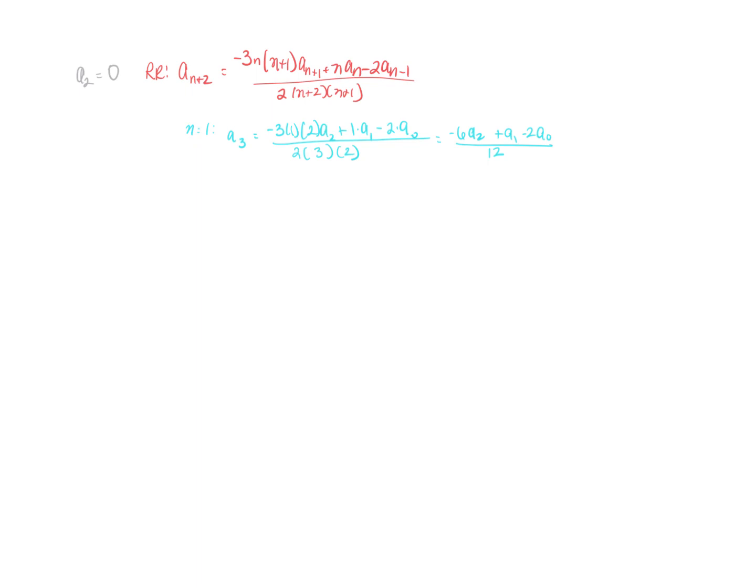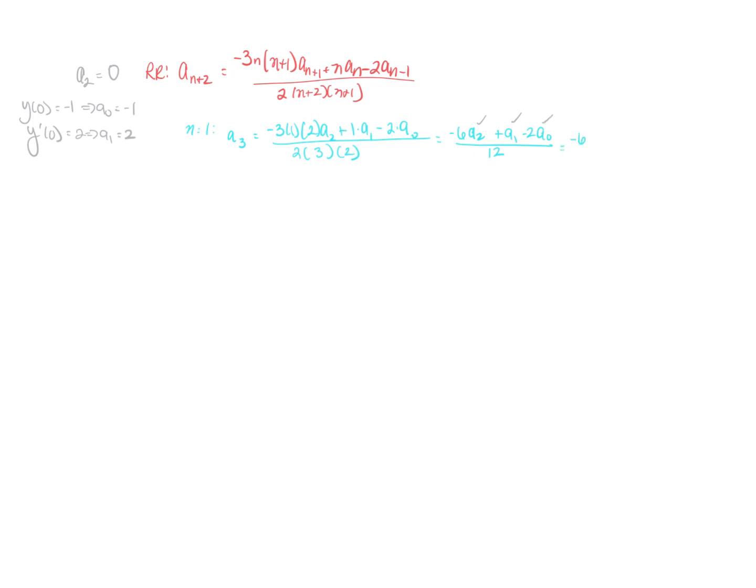And here's the other best part, now we can also bring in y of 0 equals negative 1. That tells us that a naught is negative 1. And y prime of 0 is equal to 2, and that gives us a1. So we now know a2, a1, and a naught. So let's plug them in.